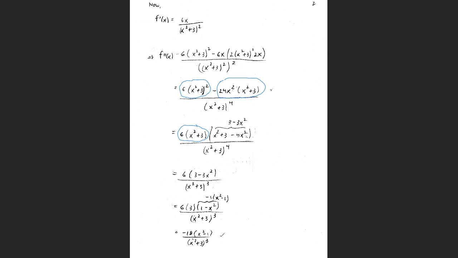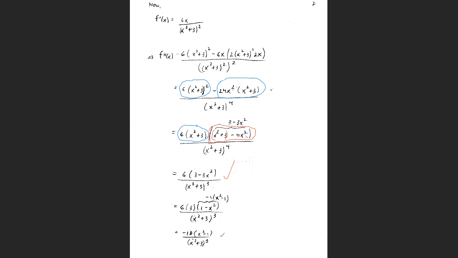And so the numerator is going to be 6 times x squared plus 3 times x squared plus 3, minus 4x squared. But that second factor, x squared plus 3 minus 4x squared, simplifies into 3 minus 3x squared. So we get down to here.